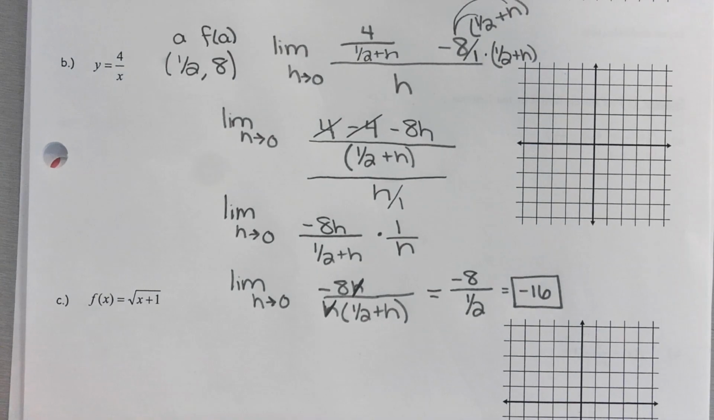So, if you were to graph this equation and go to this point and find the tangent line, its slope is negative 16, which is the same as me asking you for the derivative at that location.